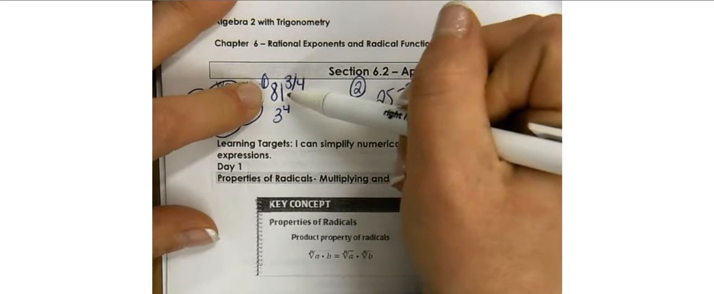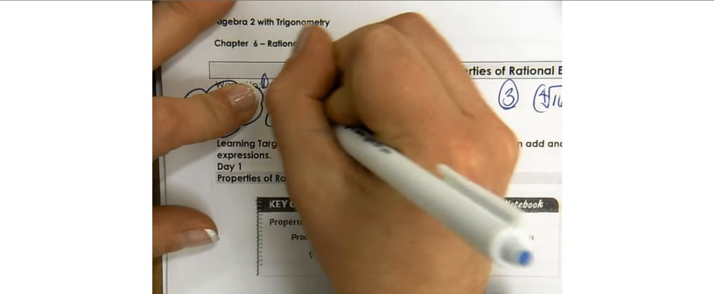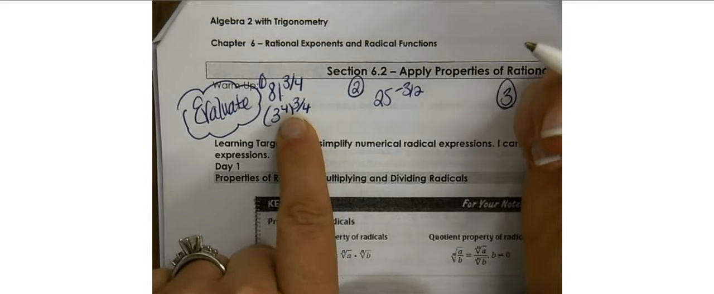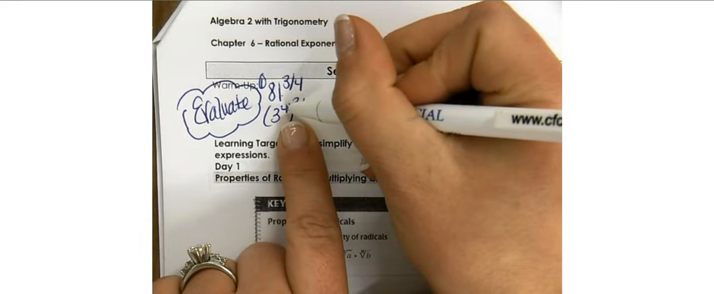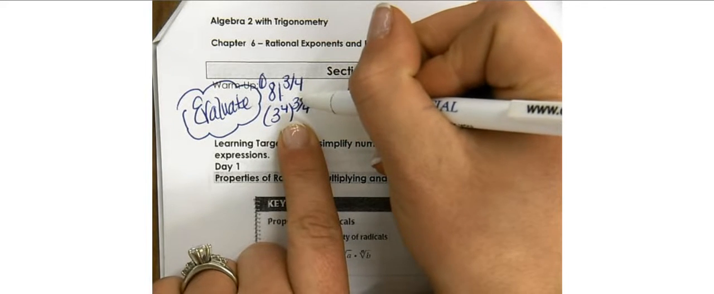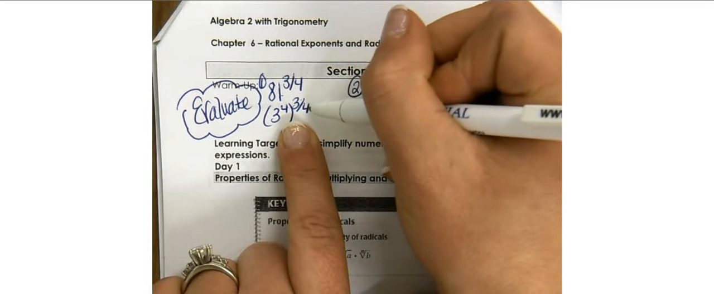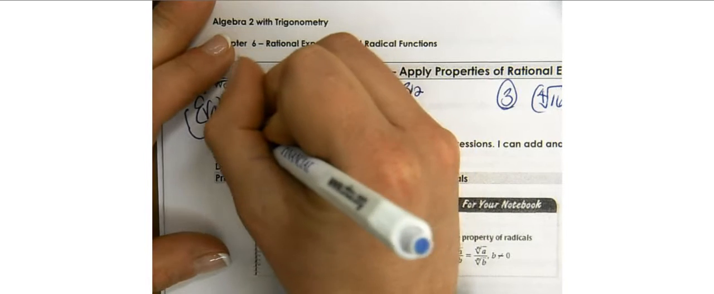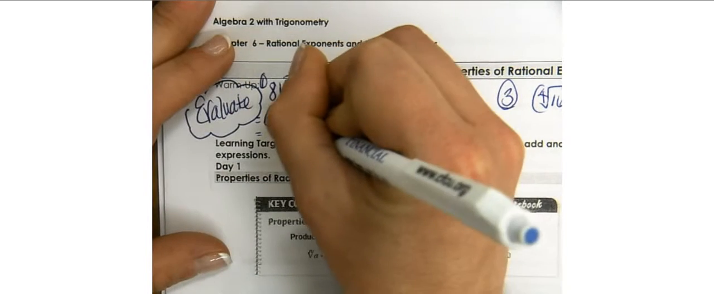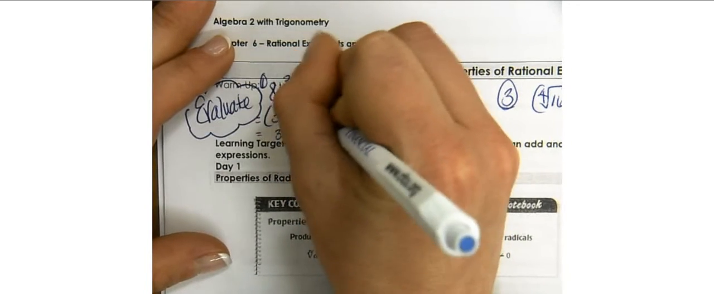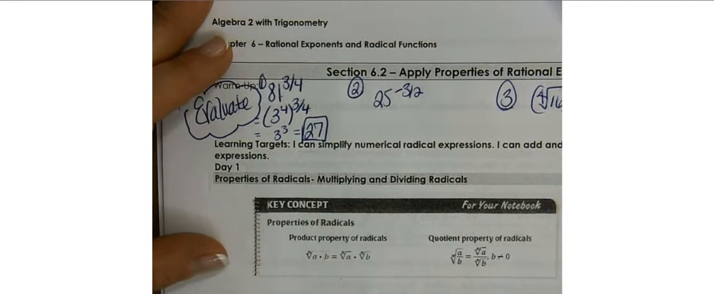So I'm going to replace the number 81 with 3 to the 4th, and I'm going to raise it to the 3/4 power. What I'm now going to do is multiply the exponents. This is technically 4 times 3, which is 12, and 12 divided by 4 is 3. So this is equal to 3 to the 3rd power, and 3 to the 3rd power is 27. So our answer is 27.